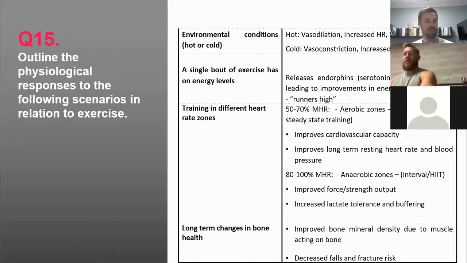Namely, the two major ones are serotonin and dopamine. S and D. That's what we want. So that leads to an improvement in energy levels. And I wrote moose, but I actually meant mood. And that's the concept of the runner's high. And we all know it, right?